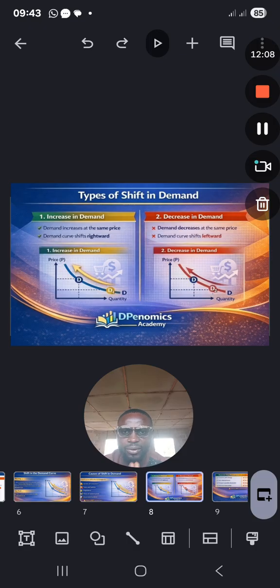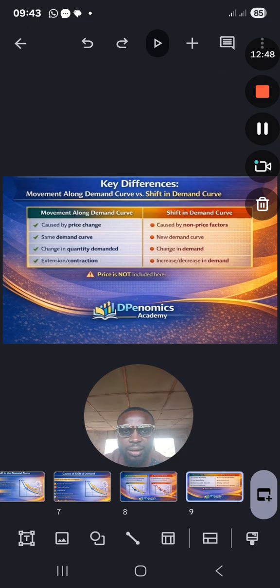Demand curve shifts rightward. So, as prices of goods and services increase, demand curves shift rightward, right? And I told you when we say demand curve shifts from the original demand curve to the right, it is an increase in demand. And in the same way, when demand curves shift to the left, it is called a decrease in demand. And this can be caused by other factors affecting demand apart from price of the commodity.